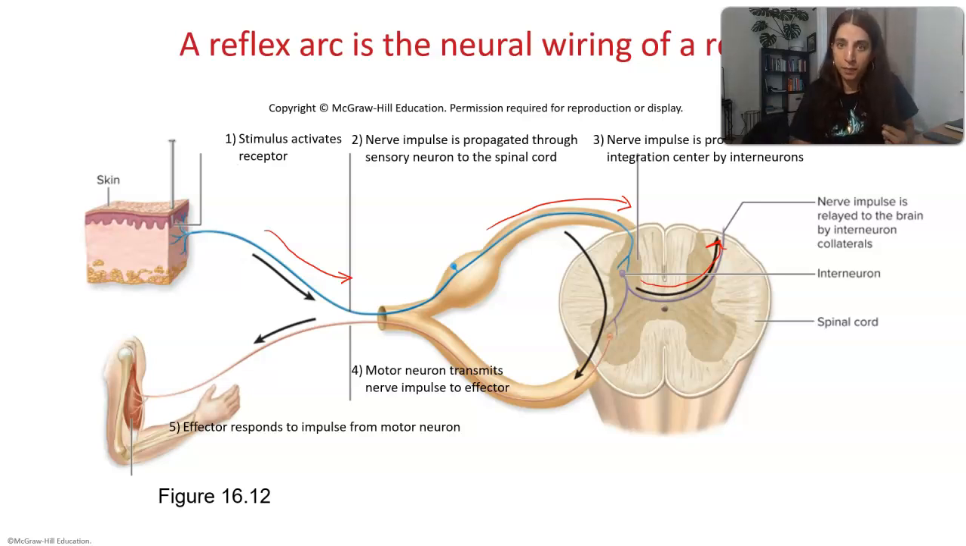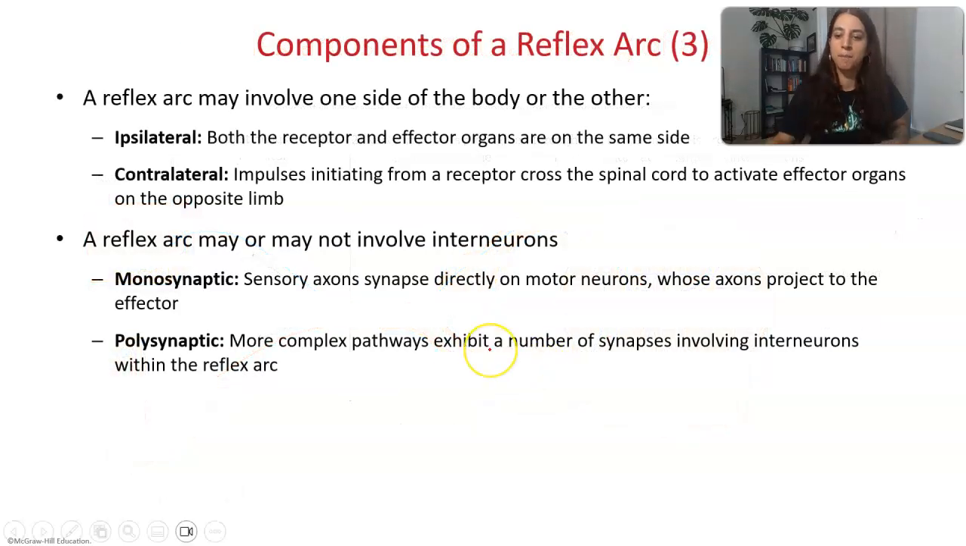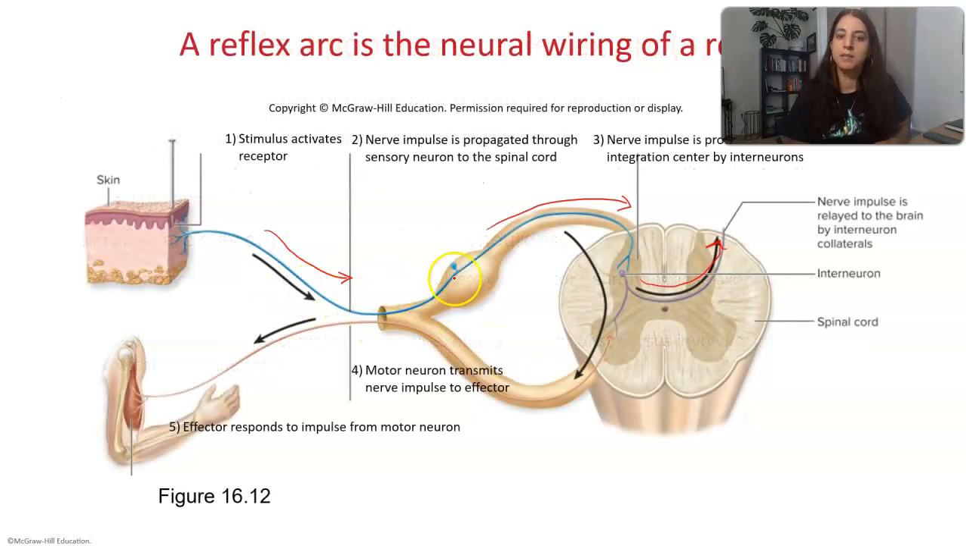The 4th step of the reflex arc is the output, the motor output. So you have a motor neuron transmitting a nerve impulse, an action potential, a signal, a train of action potentials to the effector. In this case, the effector is skeletal muscle, and therefore this is a somatic motor output.